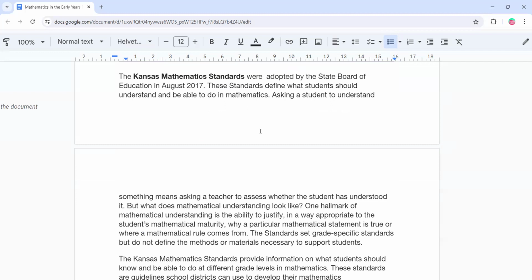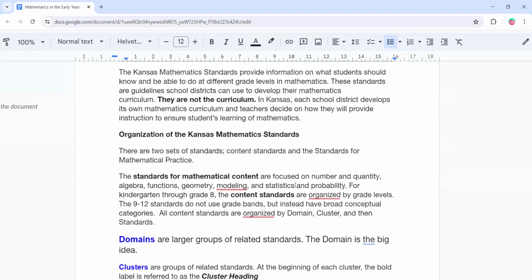So this Kansas Mathematics Standard is defining what the students should understand and what the students should be able to do in mathematics. They are very clear about what students should know, understand, and do. So, the Kansas Mathematics Standards provide information on what students should know and be able to do at different grade levels in mathematics. So that's the purpose or the goal of the Kansas Mathematics Standard.